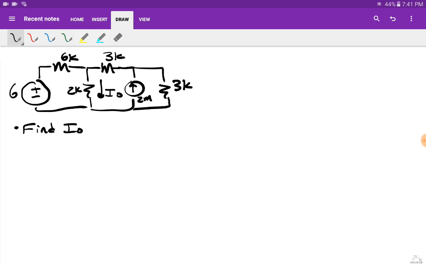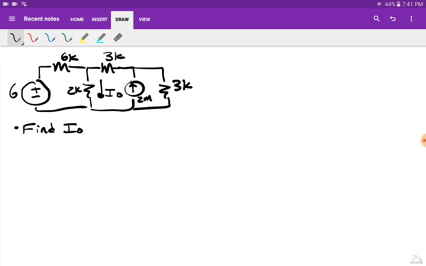So yes, you could find this using KVL and KCL, but if you think about it, you've got 1, 2, 3, 4, 5, 6 loops, 1, 2 nodes. That's 9 equations. Not doing that. Remember, if you can help it, odds are you probably don't want to use KVL and KCL. You probably want to use a simplification method.